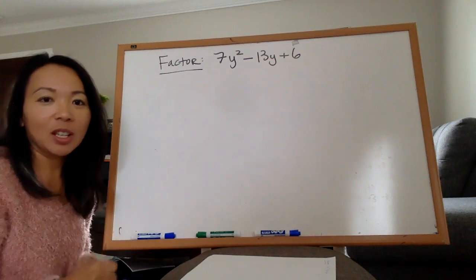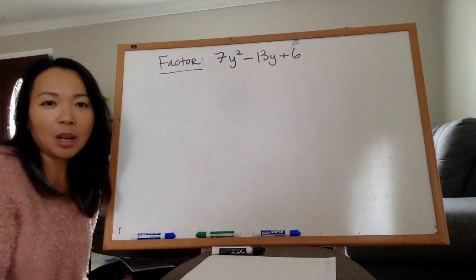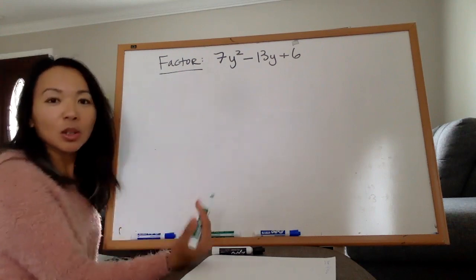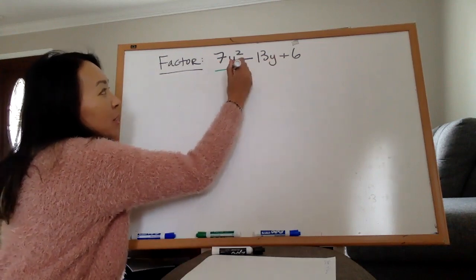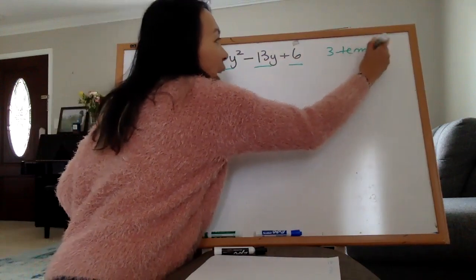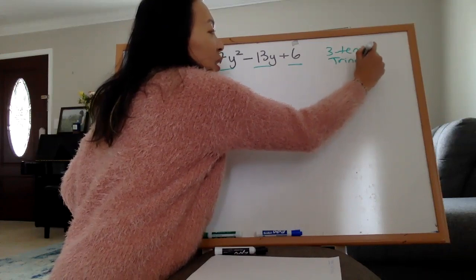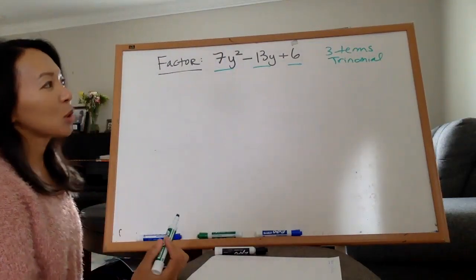The first thing you want to do is count how many terms there are so you know which direction to go with that factor man that I showed you earlier. Remember, terms are separated by addition and subtraction signs. So here's 1 term, 2 terms, and 3 terms. So this is 3 terms. When it's 3 terms, we call this a trinomial, because the root word is tri, which means 3.